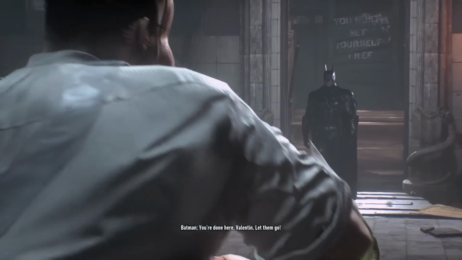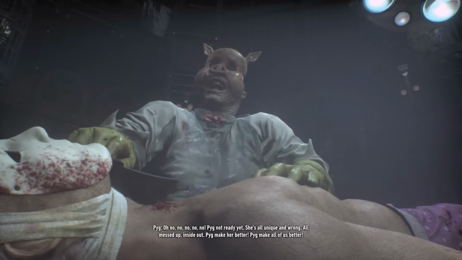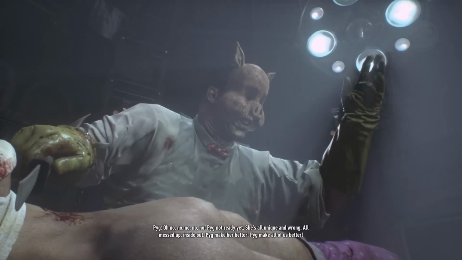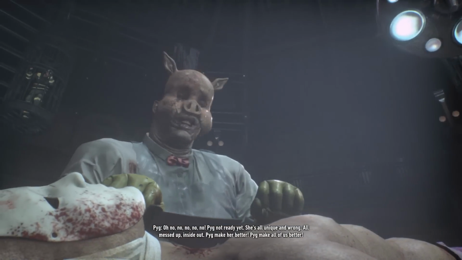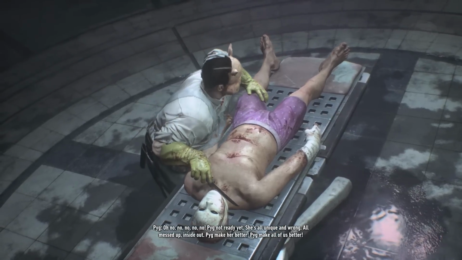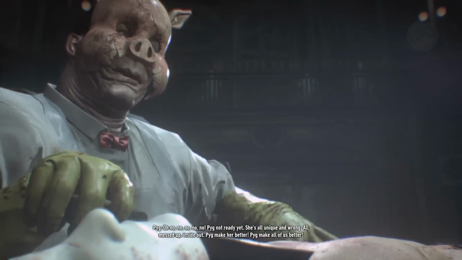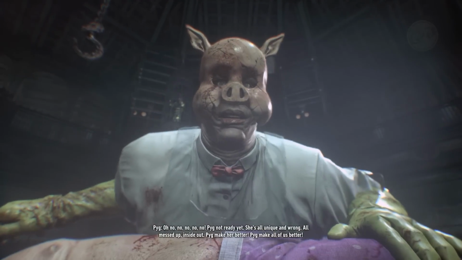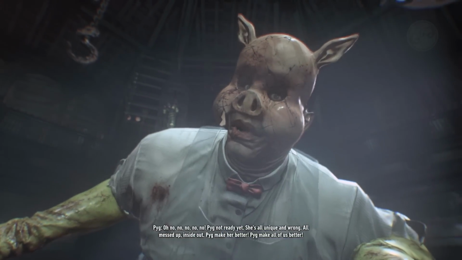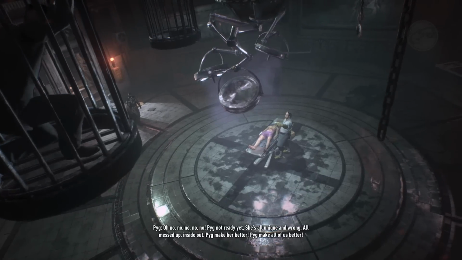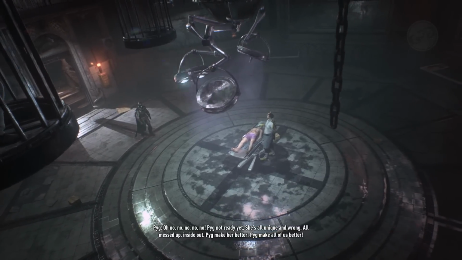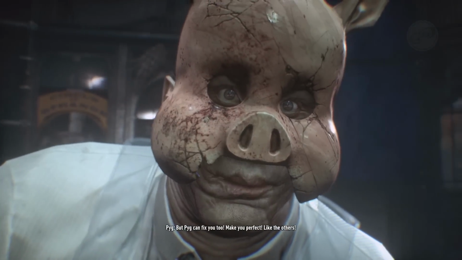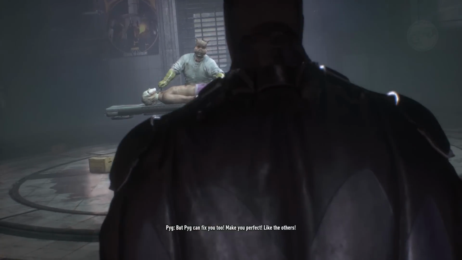You're done here, Valentine. Let them go. Oh, no, no, no. Pig not ready yet. She's all unique and wrong. All messed up, inside out. Pig, make her better. Pig, make all of us better. It's over. But Pig can fix you too. Make you perfect, like the others.